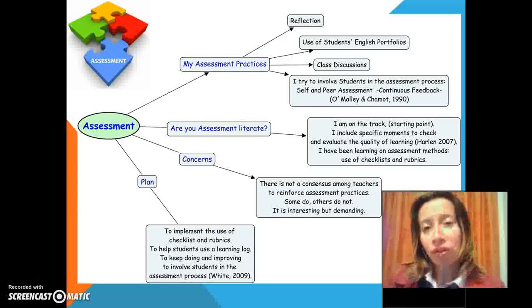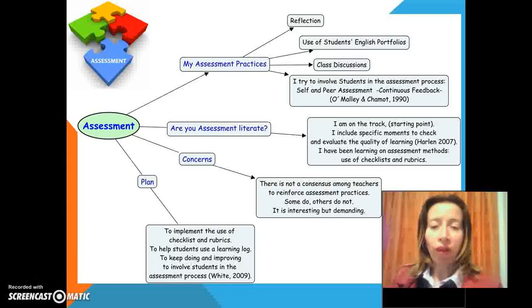For those who are not familiar with English portfolios, the idea is to have a kind of folder in which students are going to attach their works, but with a process of reflection, with a process of answering some key questions through which students reflect on what they did well, about their difficulties, about the things they liked and the things they didn't like, and also in which they include their commitment for improving.